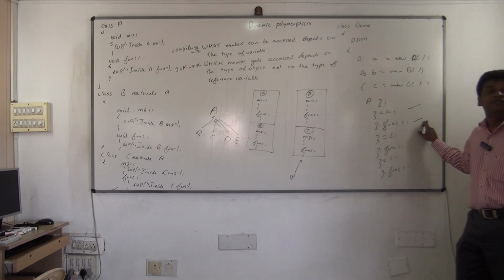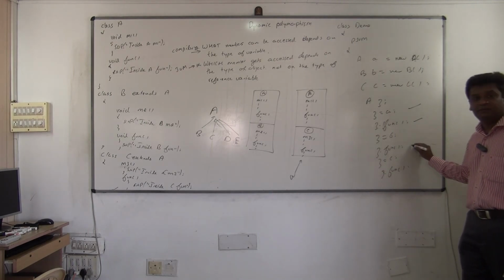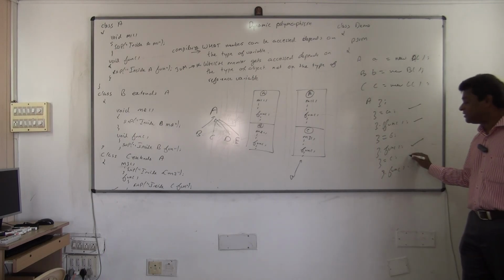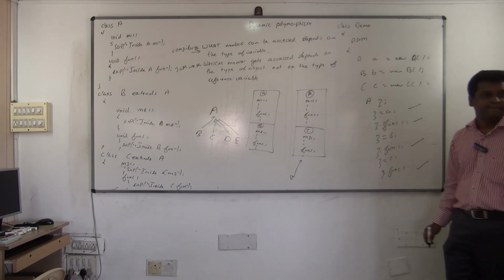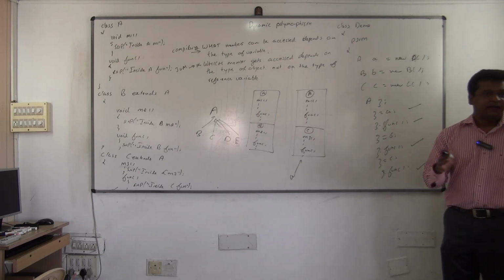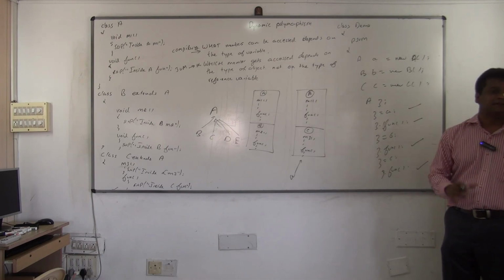During runtime, JVM will dispatch it from the A object. Z is equal to B. Z dot fun, JVM will dispatch it from the B object. Z is equal to C. Z dot fun, JVM will dispatch it from the C object. Dynamically. And this cannot be decided during compilation.